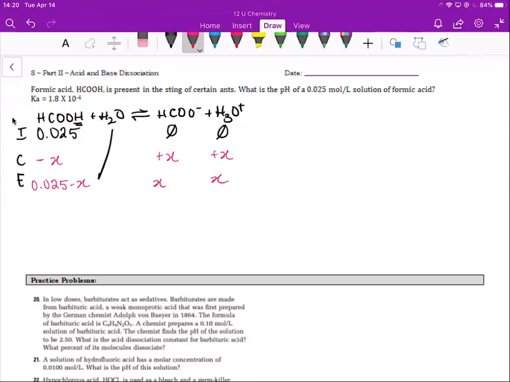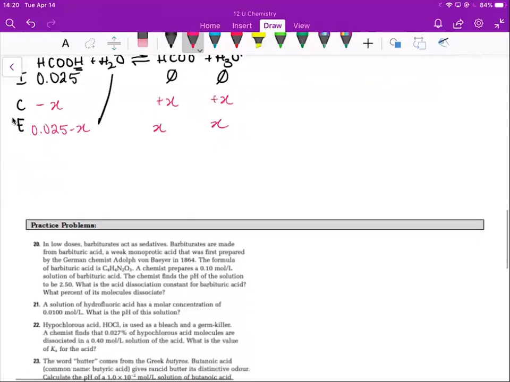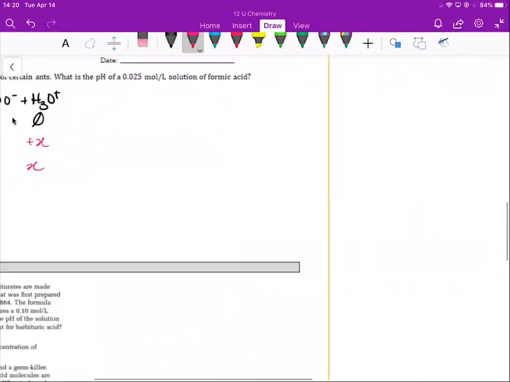Let's check, however. Let's do the 500 rule. So what we're going to do is 0.025 divided by Ka, so 1.8 times 10 to the minus 4, and guess what? We get 138. So this is not negligible. We have to do quadratic. So over here, I'm going to set up my equilibrium expression for the dissociation.